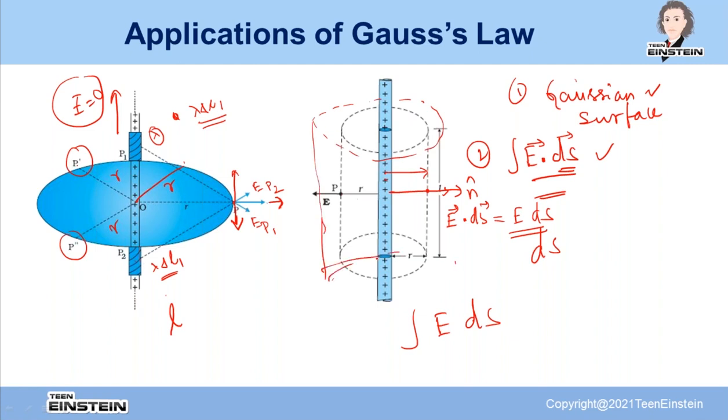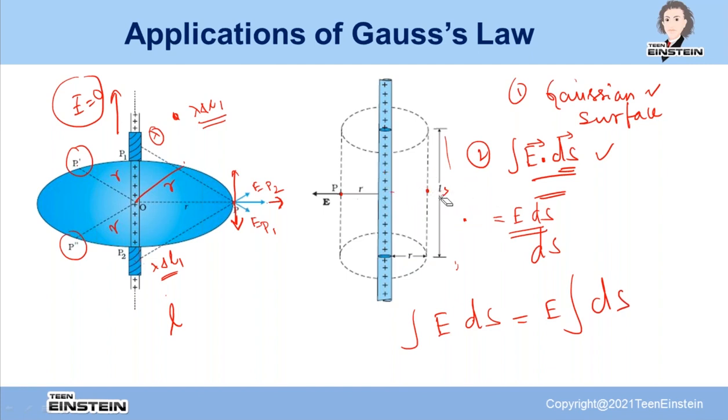Okay, so now I hope you understand that, since this electric field is constant throughout this curved surface, we can take it out of the integration. Then I have to find the surface area of this Gaussian surface that we have drawn here, of length L. What will be the surface area of the curved surface of this cylinder?